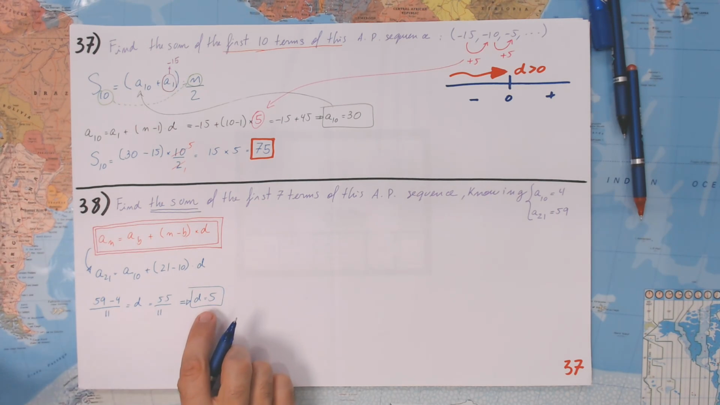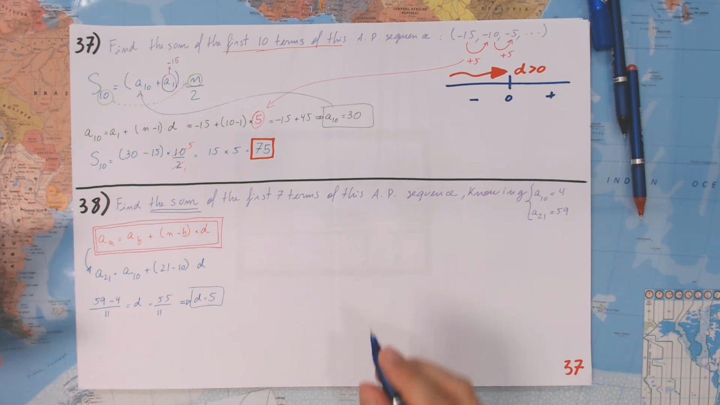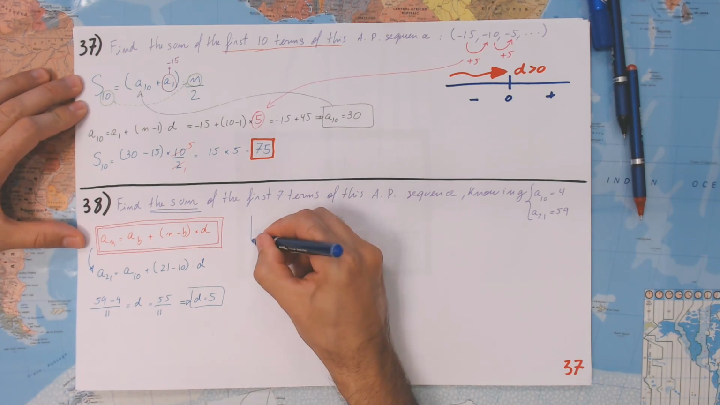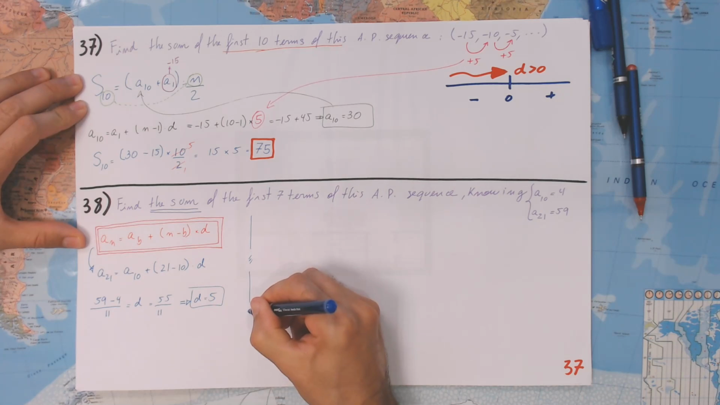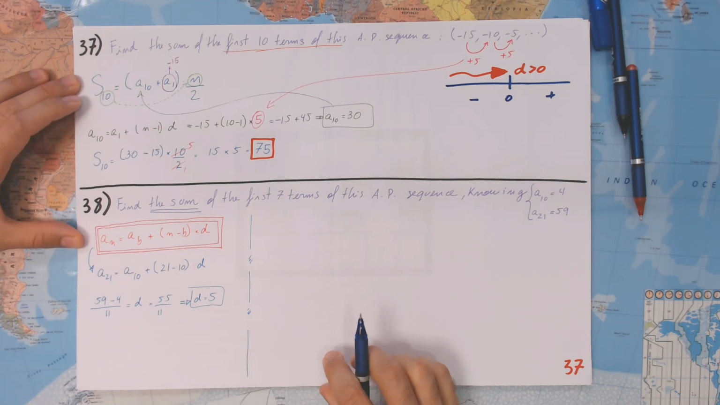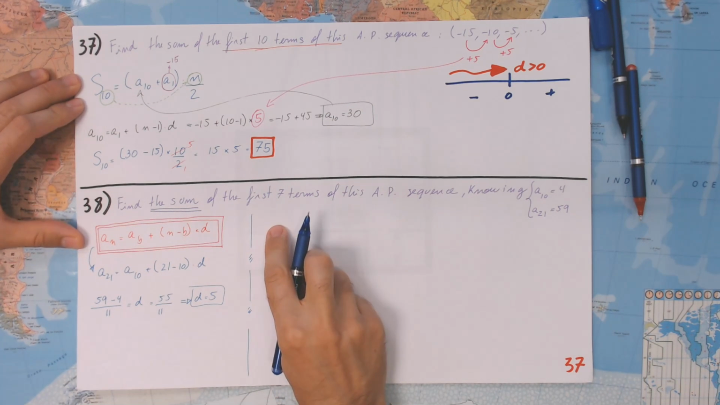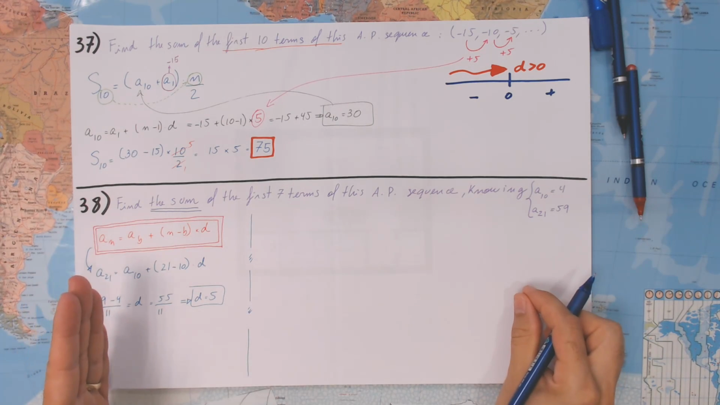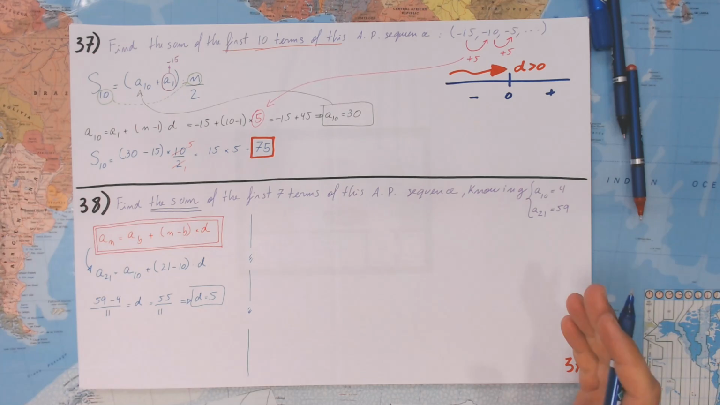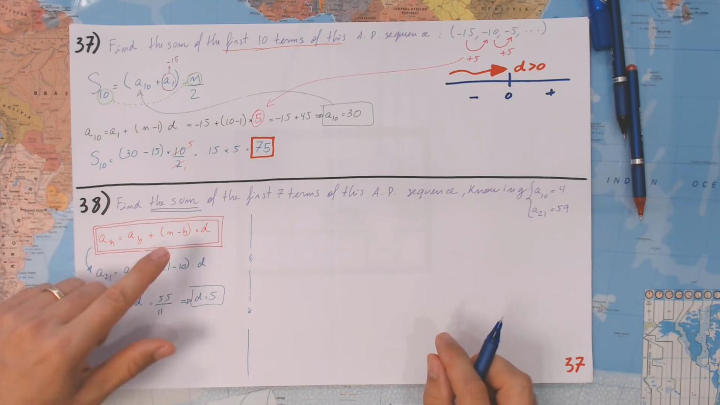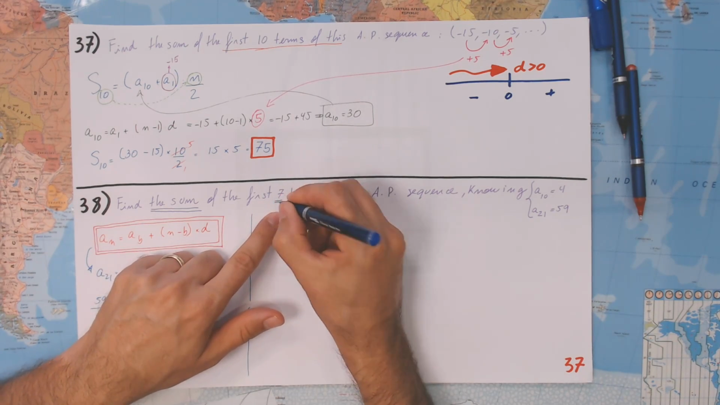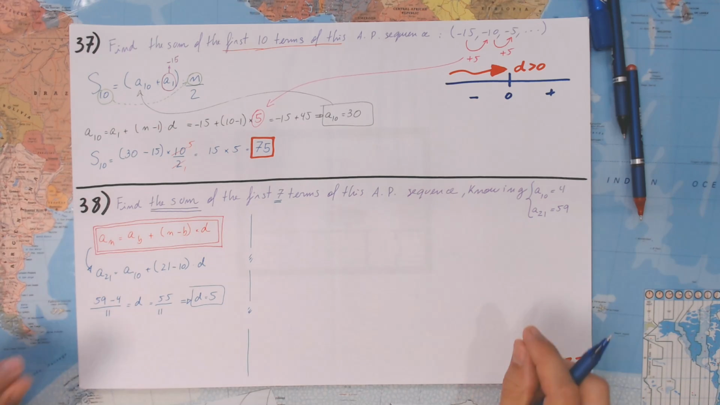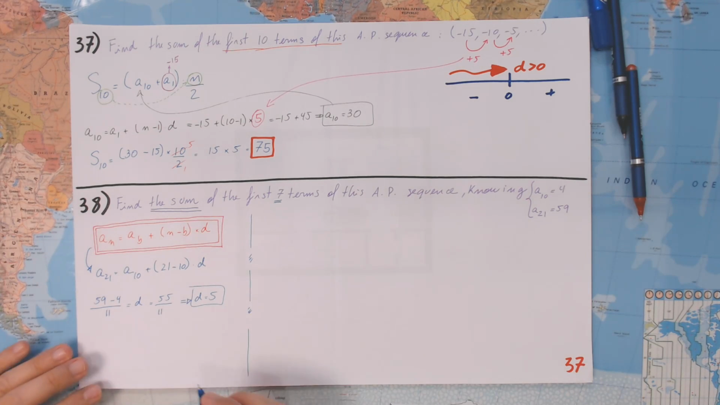Knowing D equals 5, let me just put it in here. To get the sum, what do we need? We need the first term, the last term, and the number of terms. The number of terms is very easy. It is just 7. We need the first and the seventh term. Now, let's just find them.